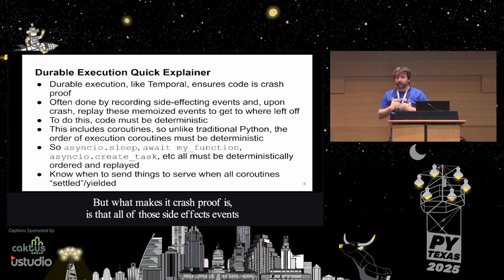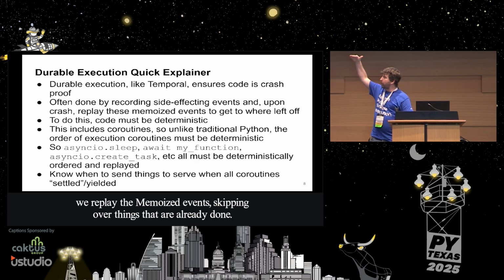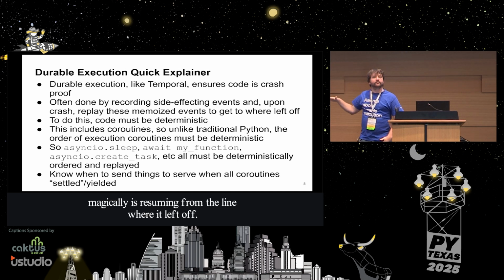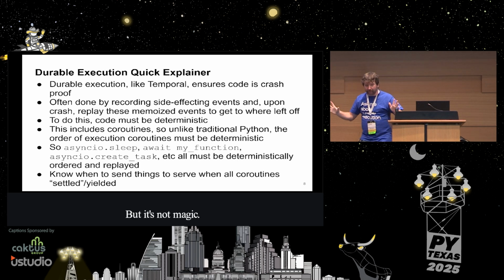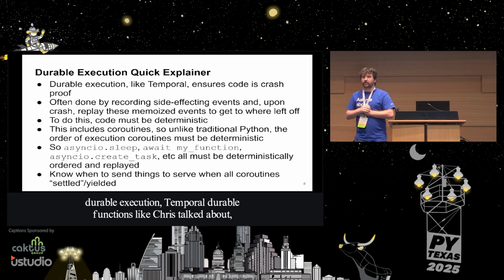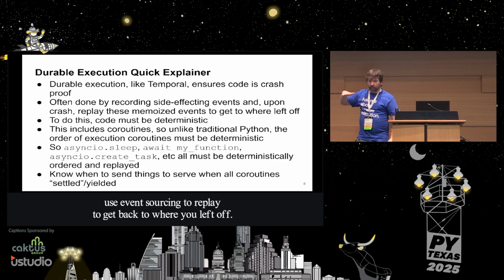But what makes it crash-proof is that all of those side-effecting events that go to the server are memoized. If the thing crashes and needs to get to where it left off later, we replay the memoized events, skipping over things that are already done, obviously. We're just replaying it, it builds up the local state, and then it looks like it magically is resuming from the line where it left off. But it's not magic. All these tools that do durable execution, Temporal, durable functions like Chris was talking about, all of them essentially use event sourcing to replay to get back to where you left off.